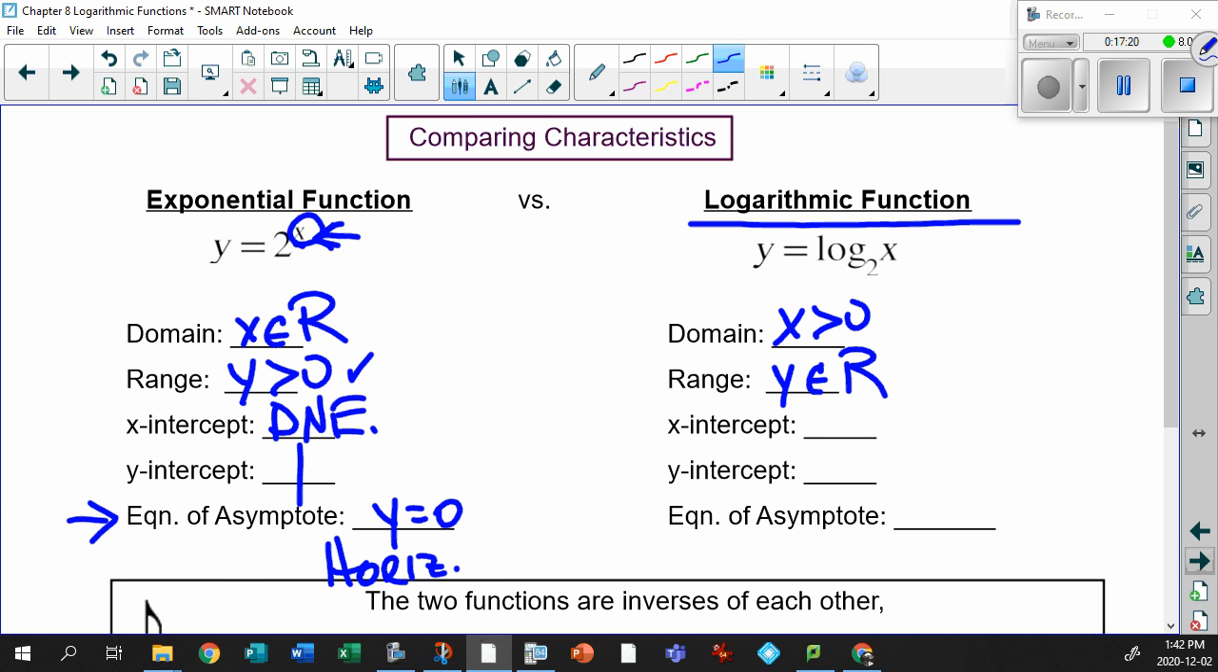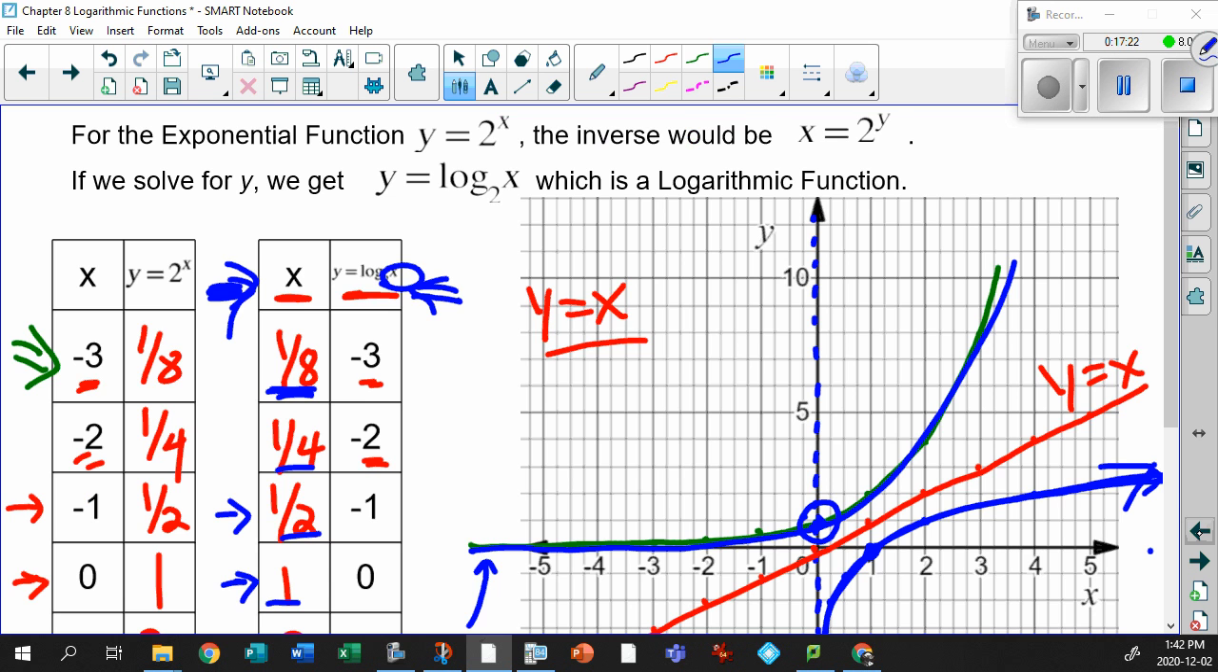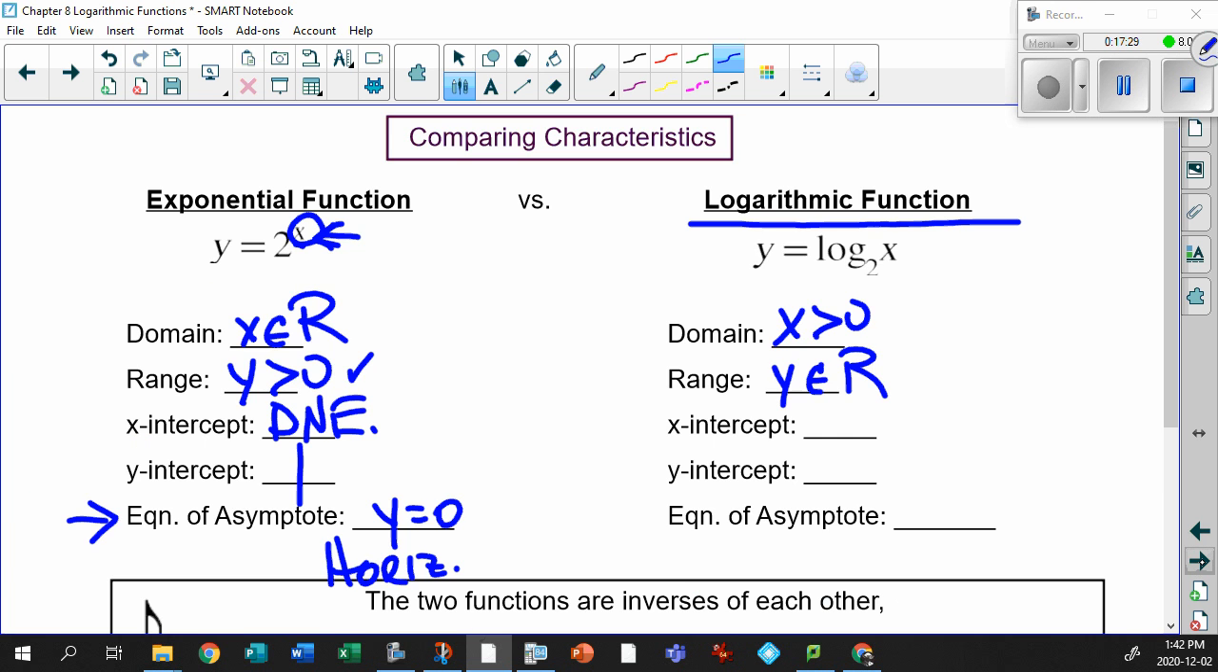X-intercept. Saw it. I even put an extra dot on it. Now I'm circling it. Our x-intercept, of course, is at 1. So this is a 1. Y-intercept does not exist. Remember, it approaches the y-axis but doesn't touch it. Equation of our asymptote then. This too is flipped and becomes a vertical asymptote. Isn't that neat how these two are inverses of each other?